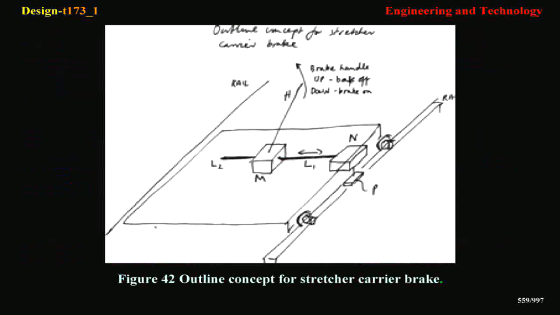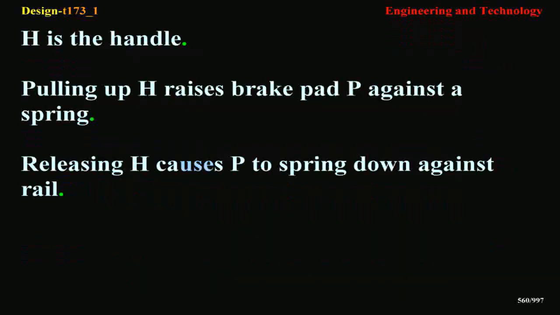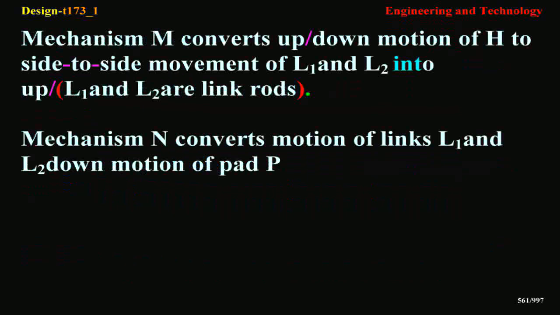Figure 42: outline concept for stretcher carrier brake. H is the handle. Pulling up H raises brake pad P against a spring. Releasing H causes P to spring down against the rail. Mechanism M converts up-down motion of H to side movement of L1 and L2. L1 and L2 are link rods. Mechanism N converts motion of links L1 and L2 to down motion of pad P.